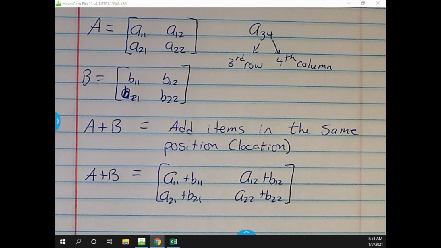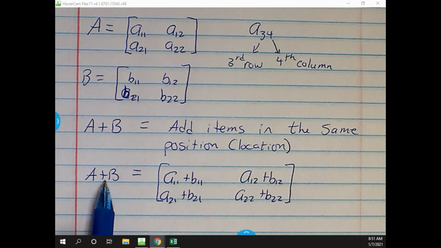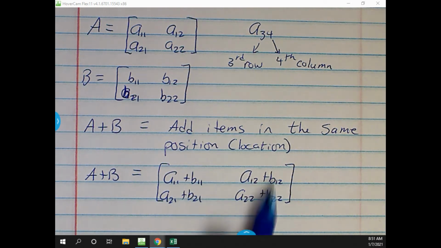Okay, and subtraction would work the same way. We would just take out the plus and make it a minus over here. So if we were doing subtraction, we won't write that one out, but it would be the same thing. If it was A minus B, every one of these would be A minus B when we go through this part.